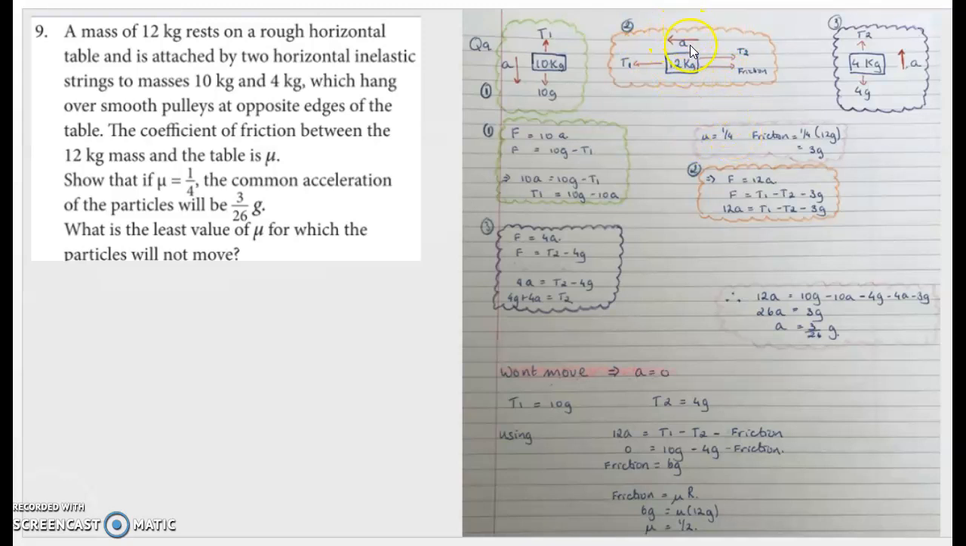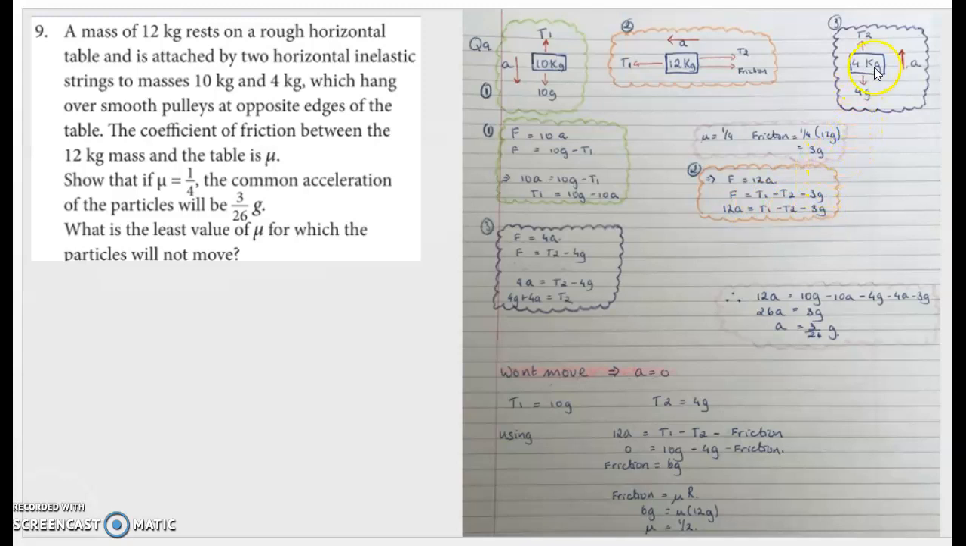If I look at my middle one here, well, I'm told that mu is equal to 1/4. So my normal force here is going to be 12g. My friction is mu times my normal force, so it's 1/4 times 12g, so it's 3g. My forces here are going to be T1, then I have to take away T2, and I have to take away my friction. So that's going to be T1 minus T2 minus 3g. Another way of writing the force is that it's mass times acceleration, so that's 12 times a. So I can say that 12a is equal to T1 minus T2 minus 3g.